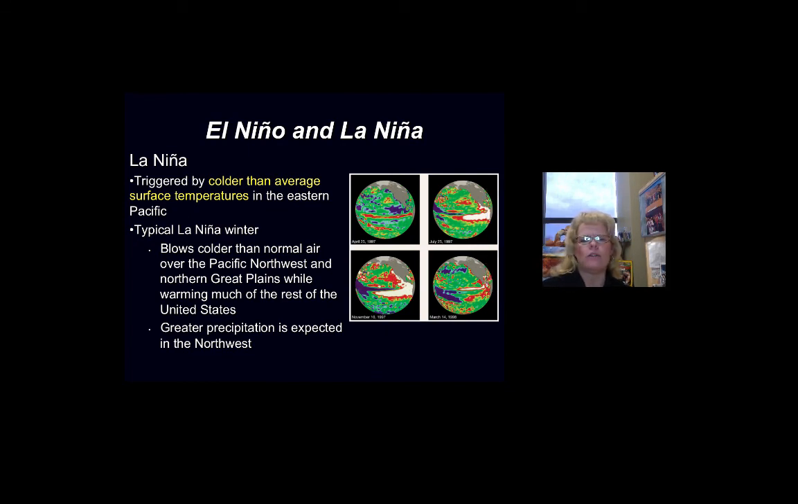El Niño and La Niña, like I said, are similar. Here's how La Niña is different. It's triggered by colder than average surface temperatures in the eastern Pacific. And a typical La Niña winter blows colder than normal air across the Pacific Northwest and Great Plains while warming much of the rest of the United States. So this area could experience high amounts of blizzards during that winter, creating extremely cold winter conditions.